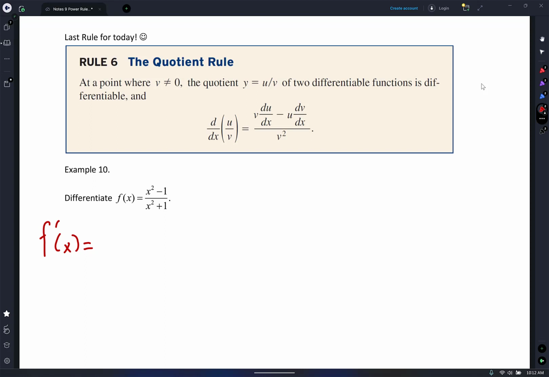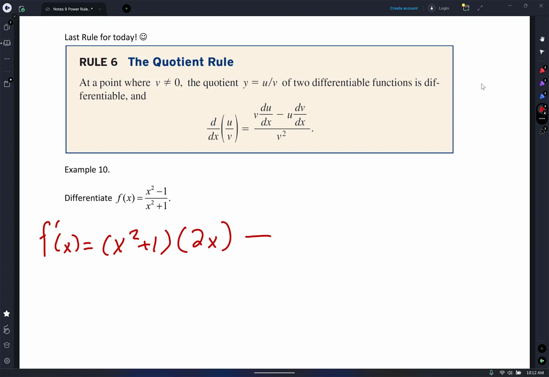Sorry, guys. Low d high, bottom times derivative of the top. So low, x squared plus 1, that's what I have in the bottom. D high, so that means derivative of the top. What's the derivative of x squared minus 1? 2x. Plus or minus? Minus. The quotient rule is always minus.